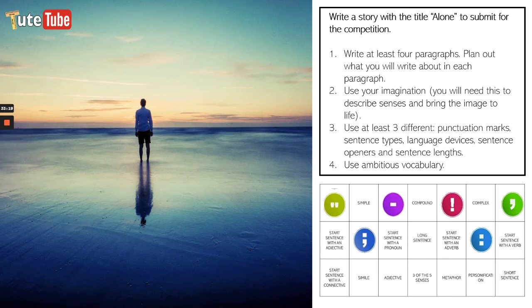You will also, again, need to use your imagination. You need this to describe senses and bring the image to life, or the topic to life. Use at least 3 different punctuation marks, sentence types, language devices, sentence openers, and sentence lengths, and use ambitious vocabulary. So the next 3 points are exactly the same as if you were to do a description, because you still need to describe within your story.